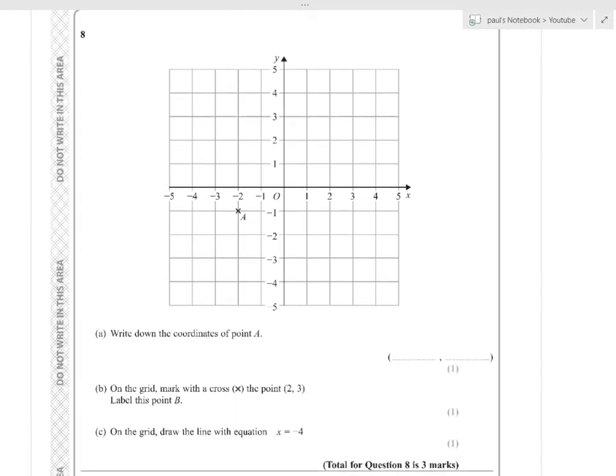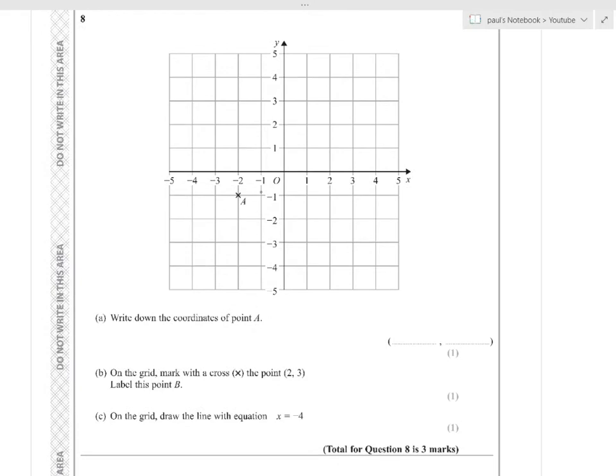Oh, a bit of a graph. Write down the coordinates of point A. X first: -2, -1. On the grid, mark with a cross the point 2, 3. 2, 3 there. And label the point B. On the grid, draw the line with the equation x equals -4. X is -4 there, so we need it there. X equals -4. Sorry, it's a bit wobbly.